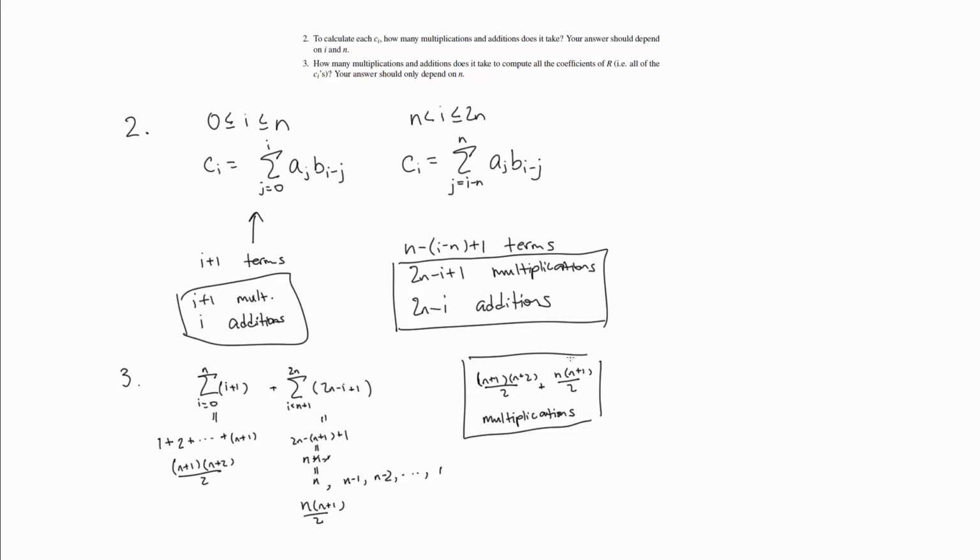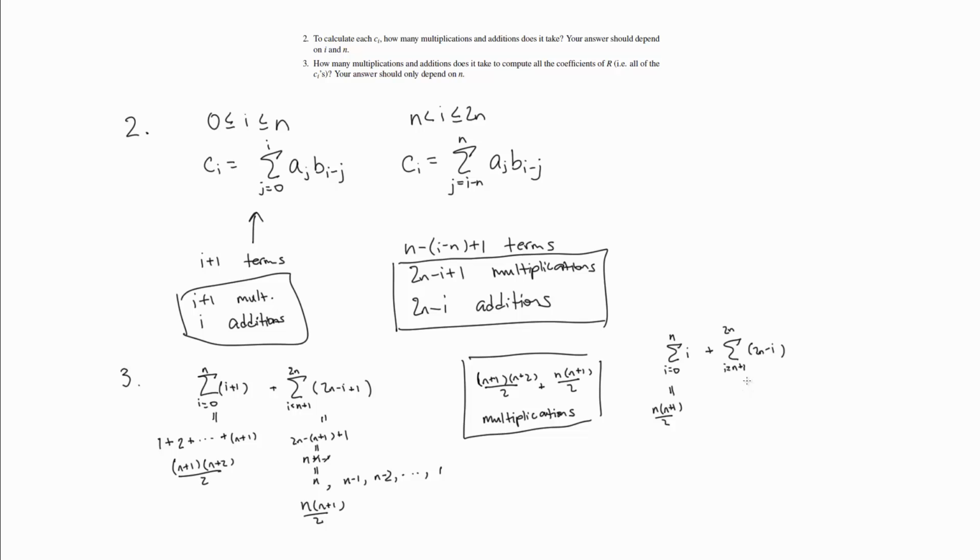Now let's do the same thing for additions. The total number of additions is going to be the sum from I equals 0 to n of I plus the sum from I equals n plus 1 to 2n of 2n minus I. So this first sum here is just the sum of the first n integers, which is given by n times n plus 1 over 2 again.